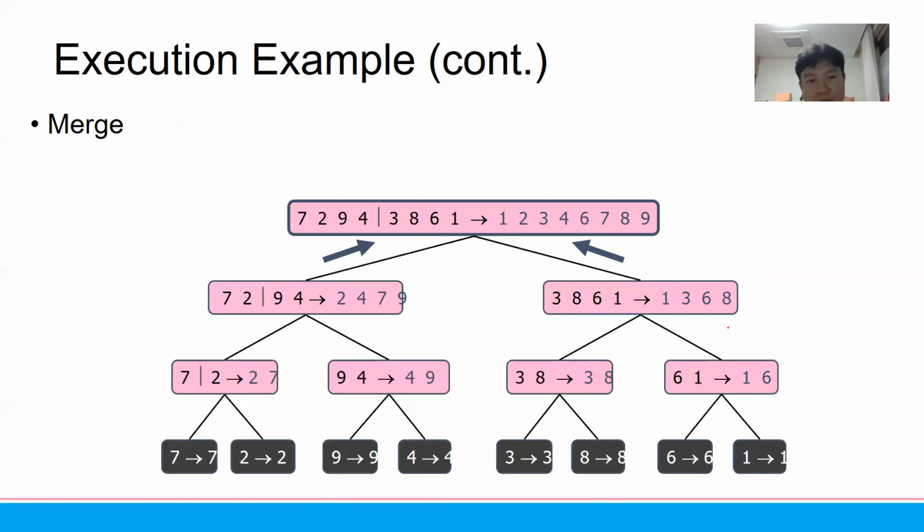So finally, if you already have the 2, 4, 7, 9, and you have 1, 3, 6, 8, then you can put them here, and then the result will be something like this one.